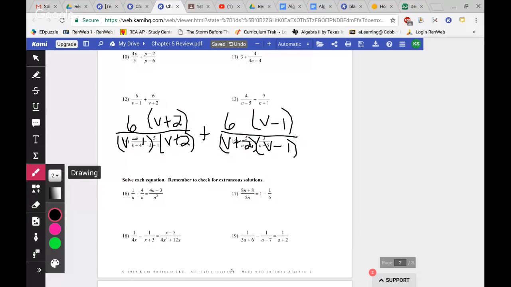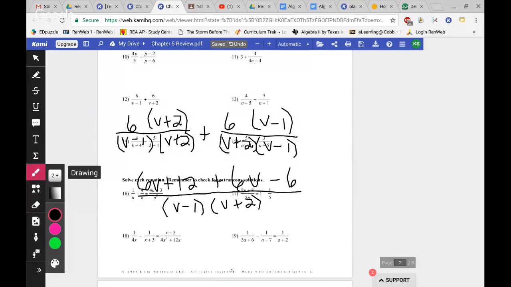So now you'll distribute your 6 to the v plus 2. So 6v plus 12 plus 6v. The addition is a little easier because you don't have to worry about distributing that negative. But 6 times a negative 1 is negative 6, all over our common denominator of both of our factors. And then we've got 6v plus 6v, which is 12v, and then 12 minus 6, which is plus 6, all over v minus 1, v plus 2.